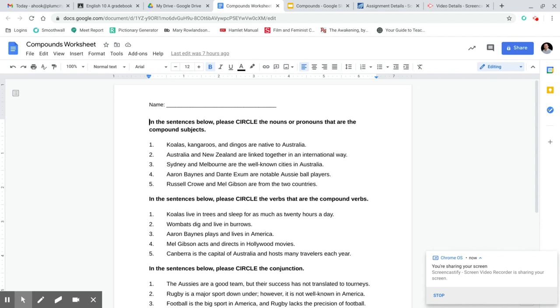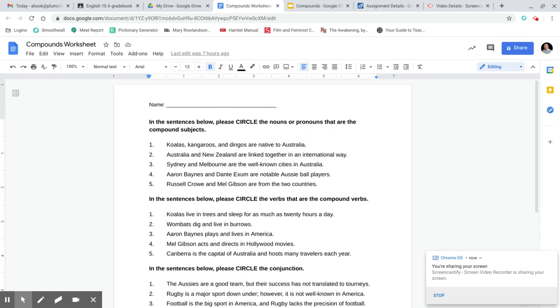All right. So with today's lesson on compound subjects, compound predicates and verbs, and then lastly compound sentences, I gave students a worksheet, or I will have given them a worksheet for those that were in class, anyways. But I just want to take the opportunity to talk you through it as well. Obviously, each instruction here says please circle the verbs that are compound verbs or the subjects or even the conjunction for the compound sentences in the third part there.